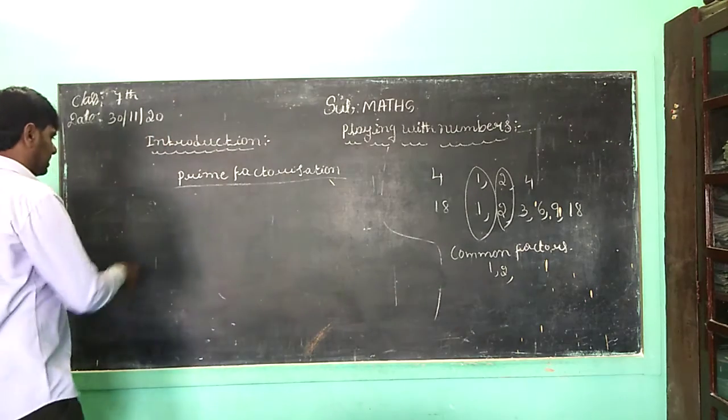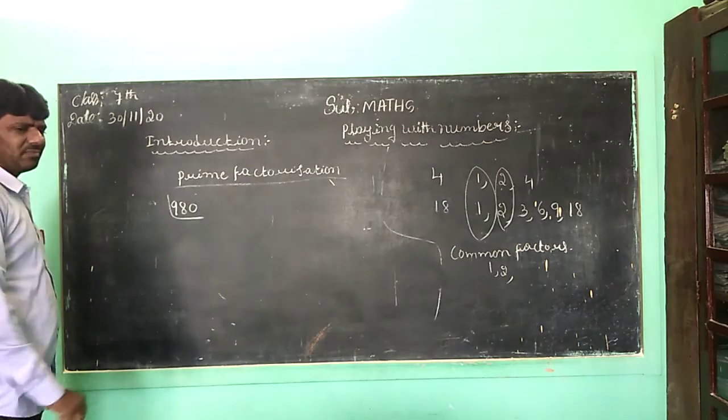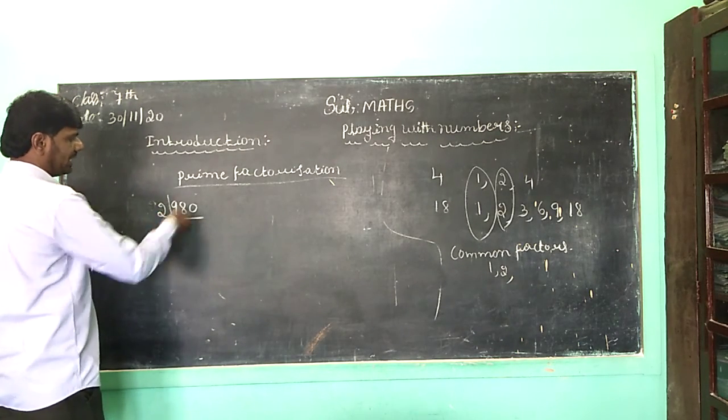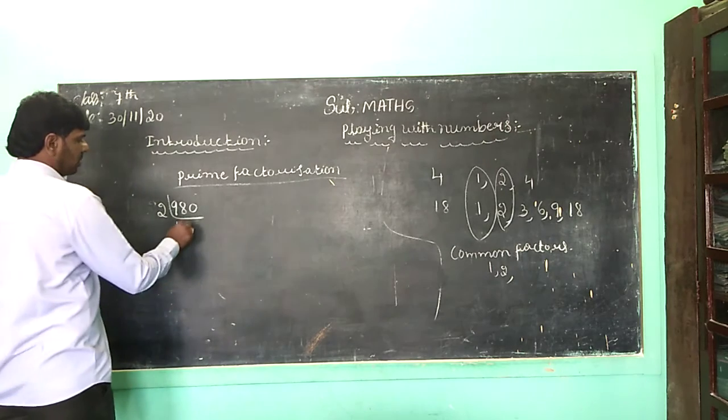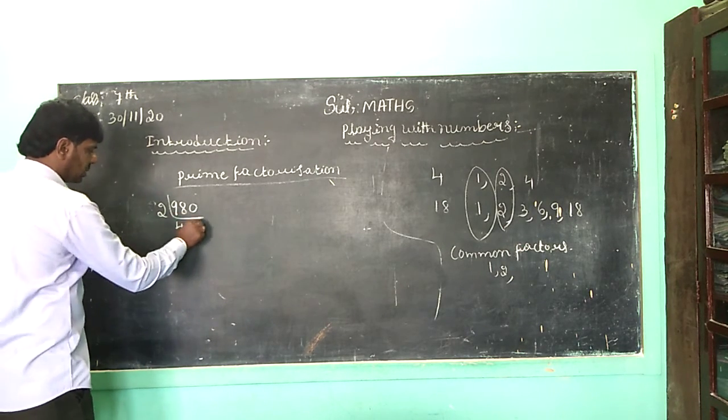980, children. How do you want to write the prime factors? Want to divide, children. 2 4s are 8 and 18 is there. 2 9s are 18. Correct, children? Right, as it is, 0.